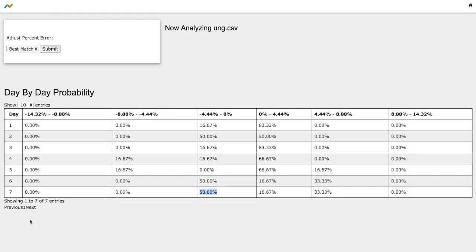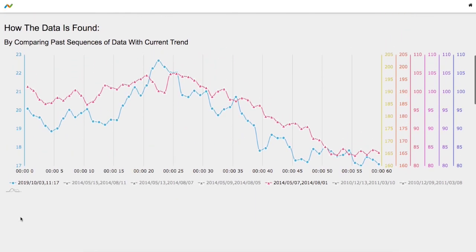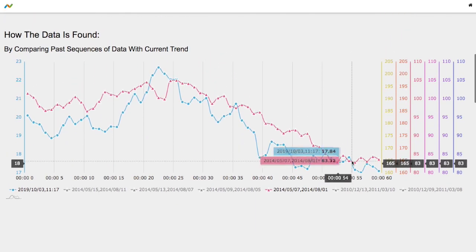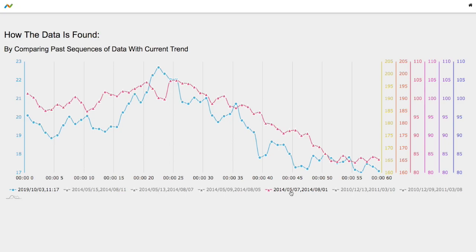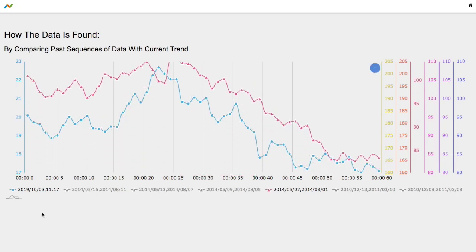So overall, this model is now available in the link below, so do check it out. And this is how we found this model. We just compared the current trend with the 2014 trend.